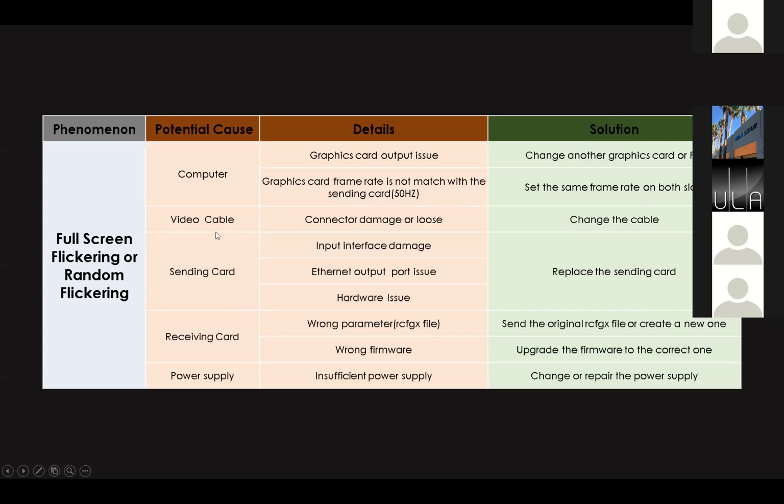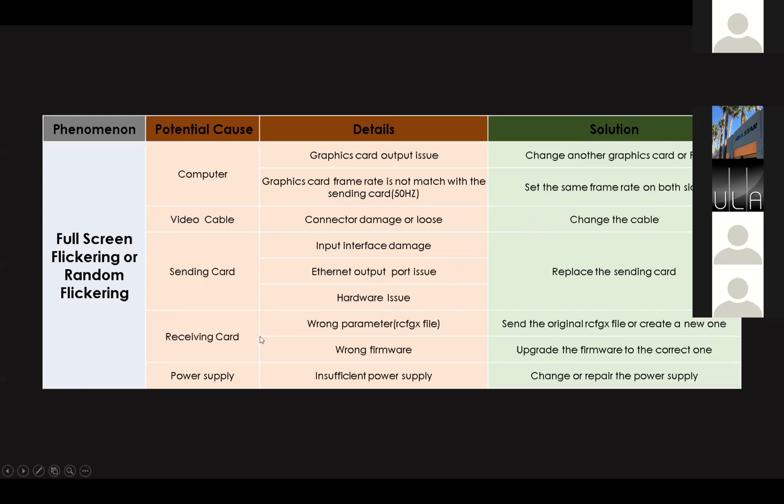Okay, and one more is the video cable. For the video cable, it is just connector damage or looseness, and we need to change to a new one. And for the sending card part, it could be input interface damage, an Ethernet output issue, or a hardware issue. For all three of these, we need to replace it with a new sending card.